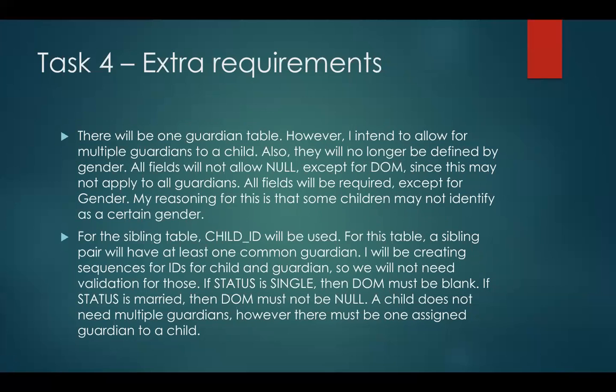For the sibling table, child ID is used. A sibling pair will have at least one common guardian. I'll be creating sequences for the child and guardian. I didn't see that in the previous examples. And then I added the check that if status is single, then date of marriage must be blank. And if the status is married, then the date of marriage must not be null. And a child does not need multiple guardians.